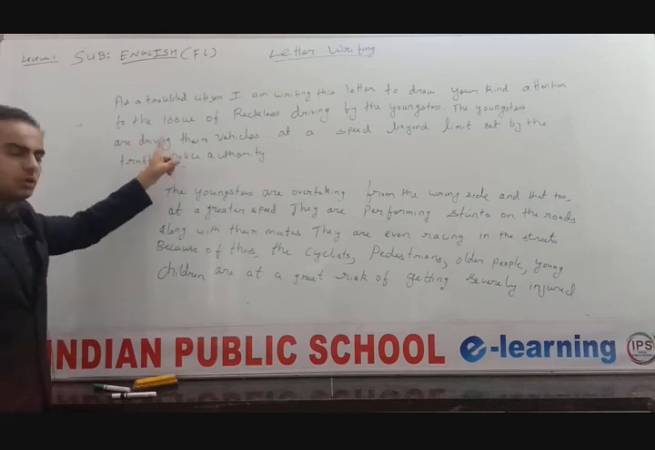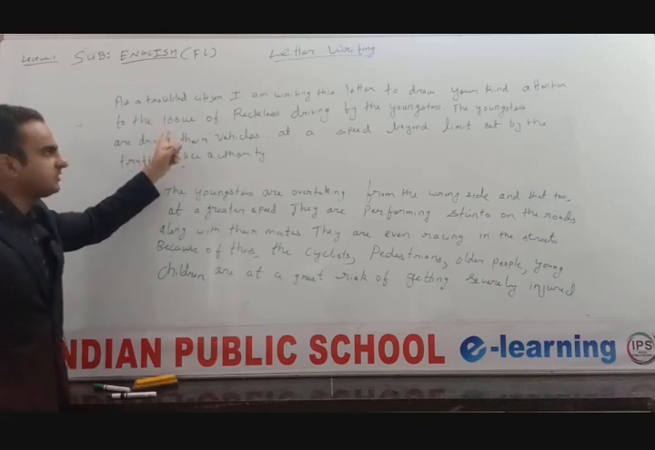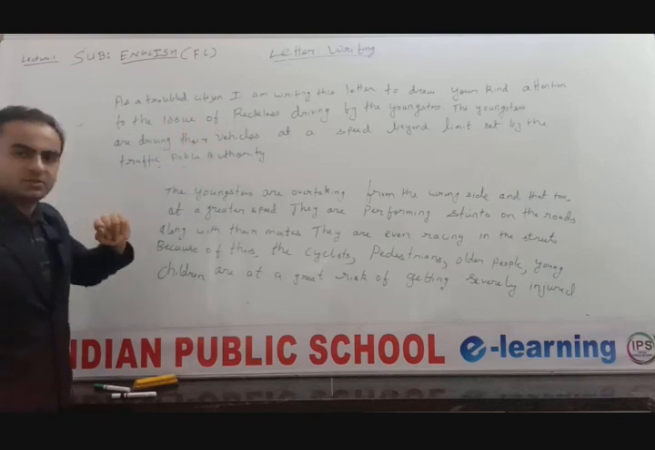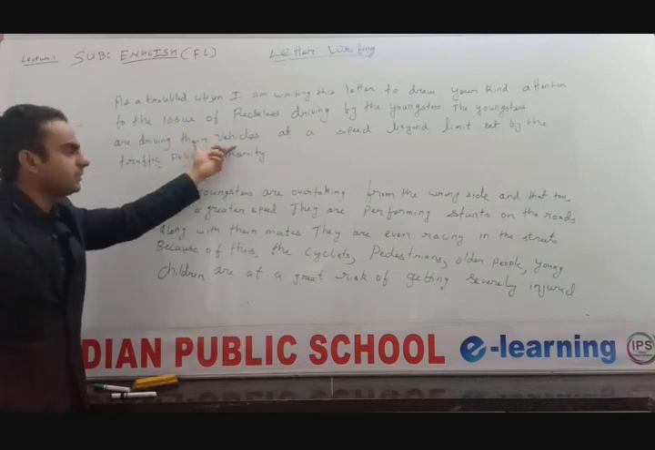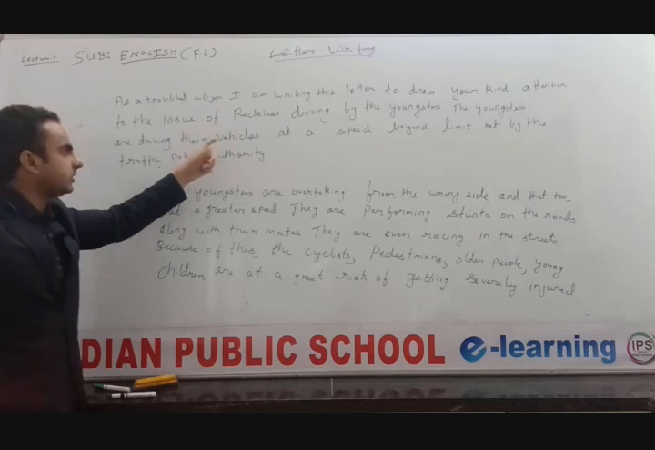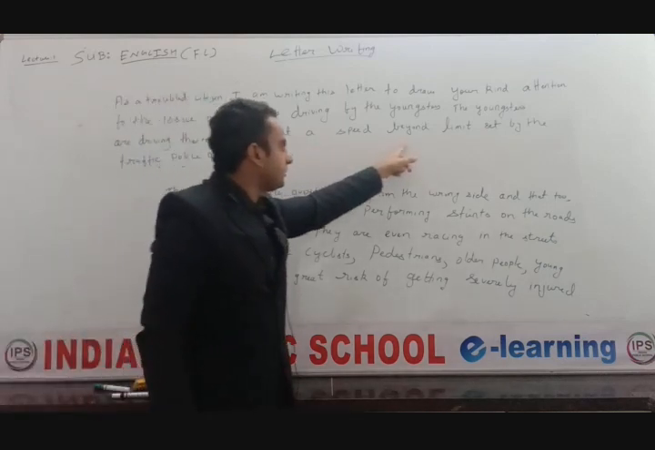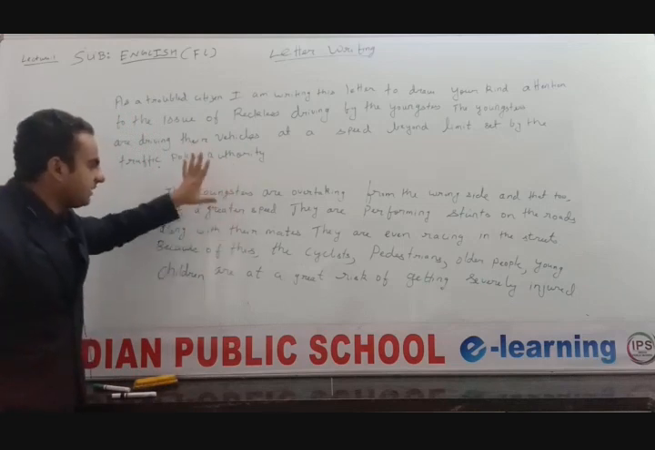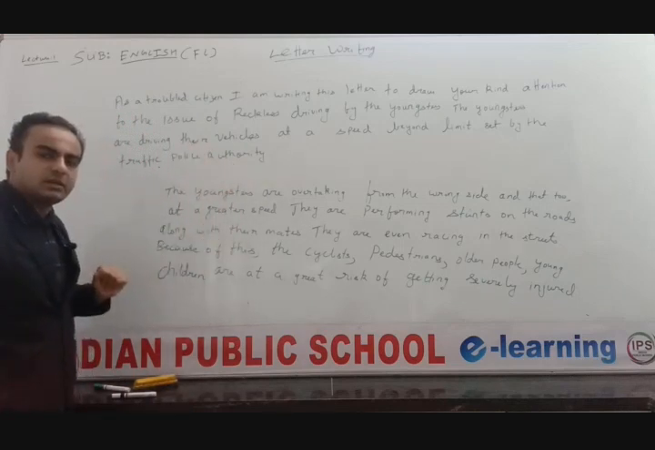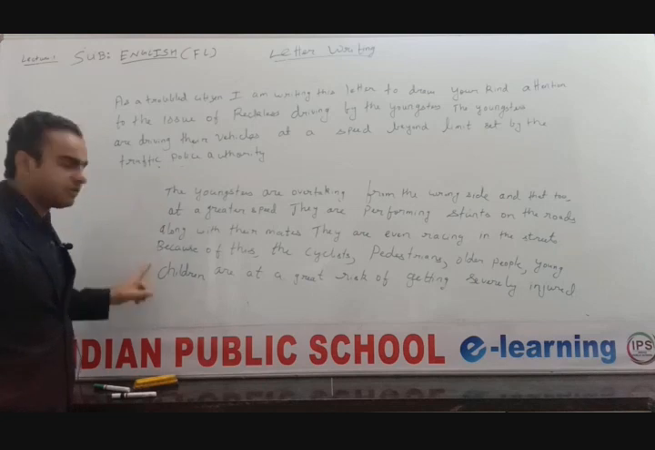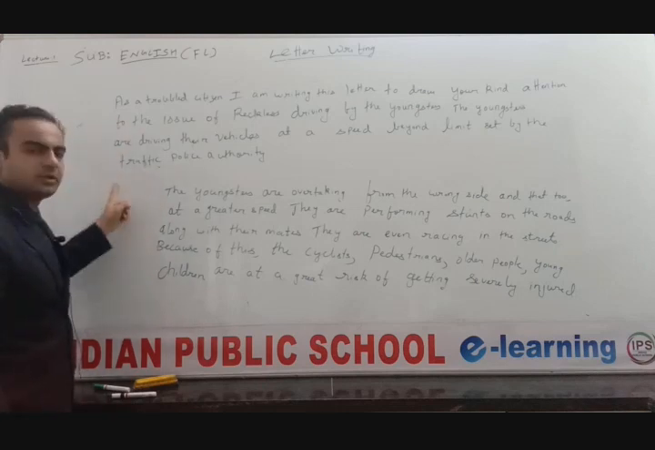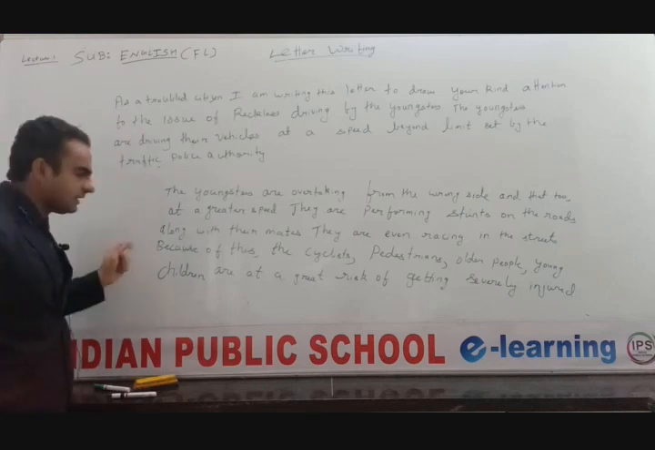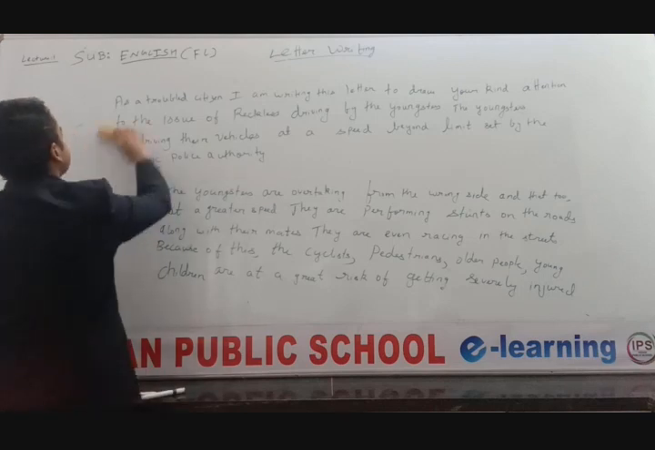In the first paragraph, you have introduced your problem. What is the problem? Reckless driving by youngsters. What are they doing? You have given some hint to the editor. The letter will be about the speed limit set by the traffic police authority. Then you have elaborated, you have said everything in detail. 3 or 4 lines, 5 to 6 lines. And the concluding paragraph.